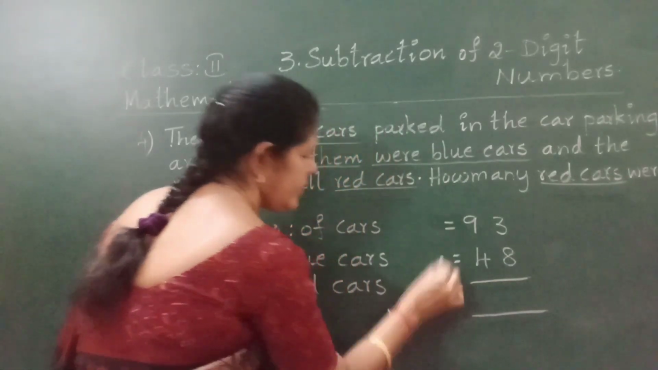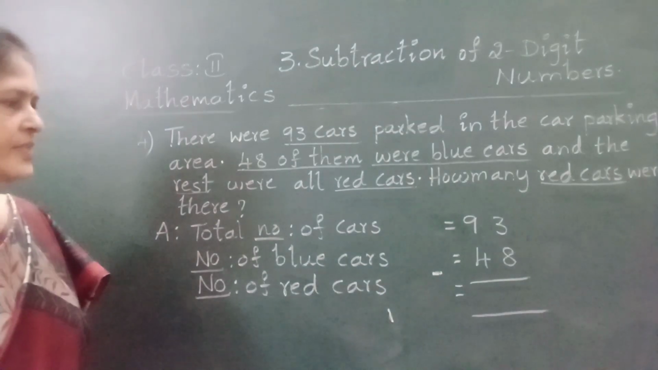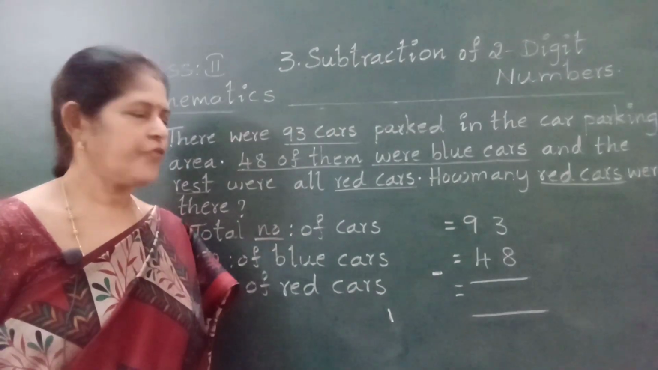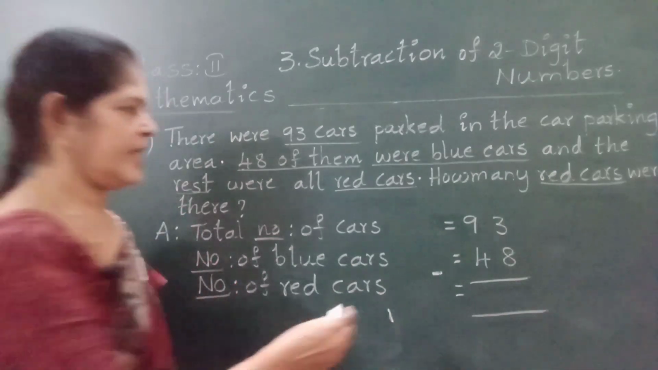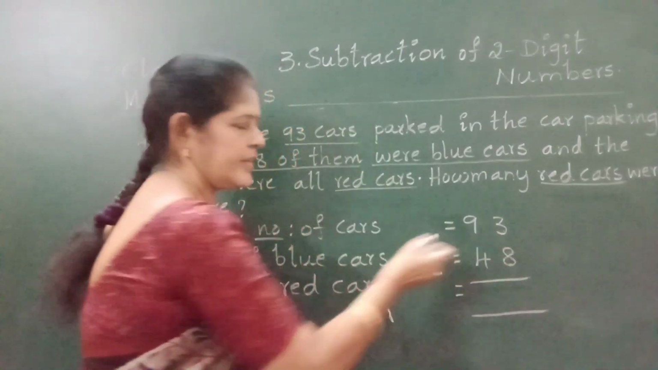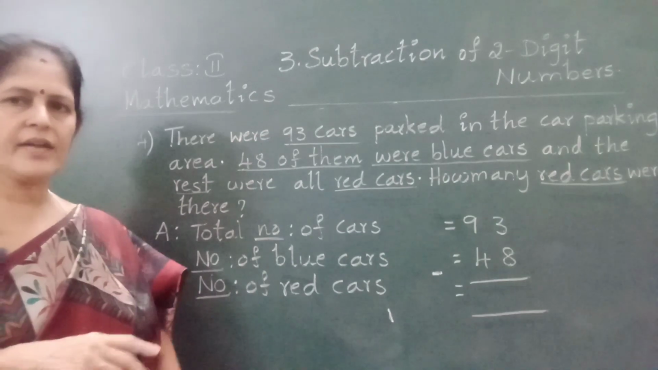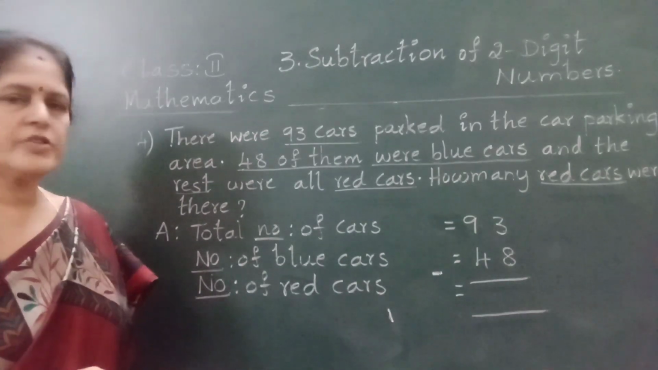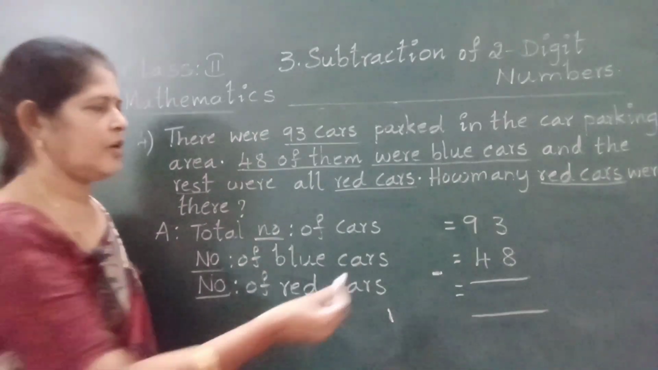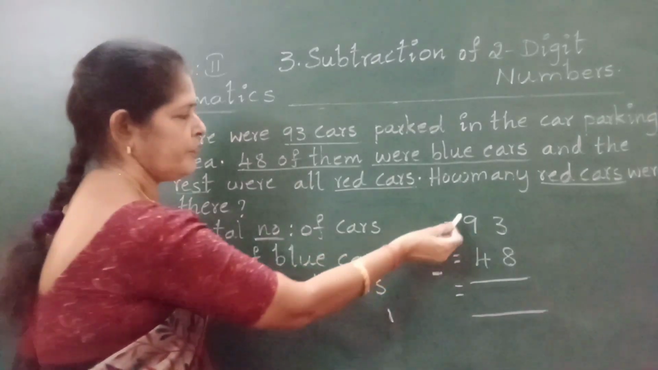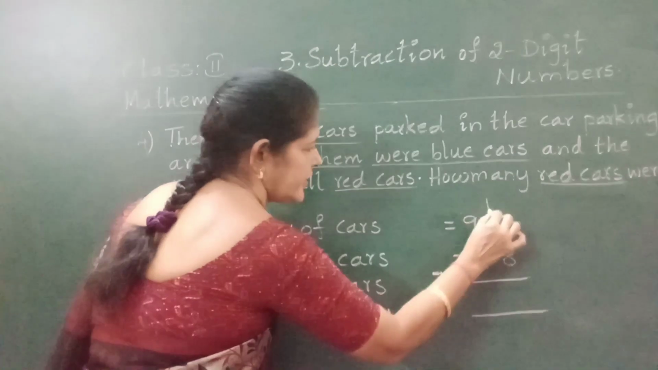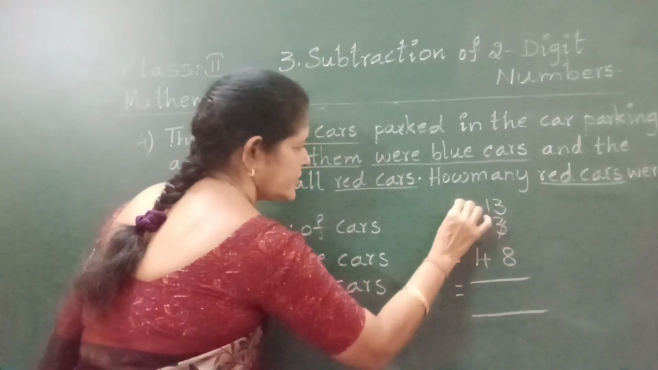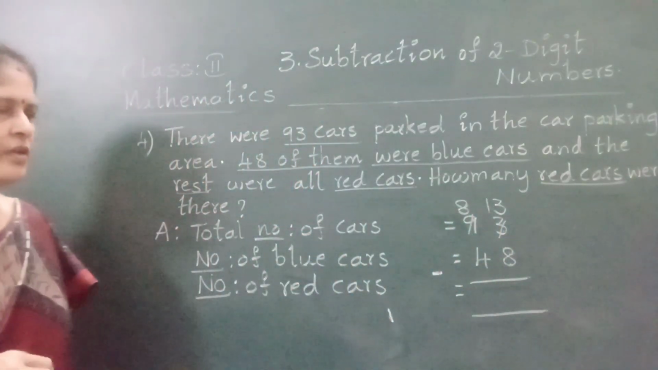Put the symbol minus. We subtract 48 from 93. 3 is less than 8, so subtraction is not possible. Then using the borrowing concept, one moves from the tens to the ones. Then 3 changes into 13, and 9 changes into 8.